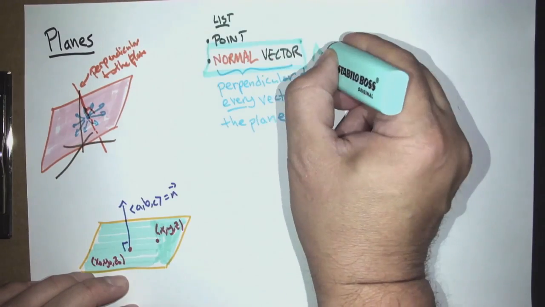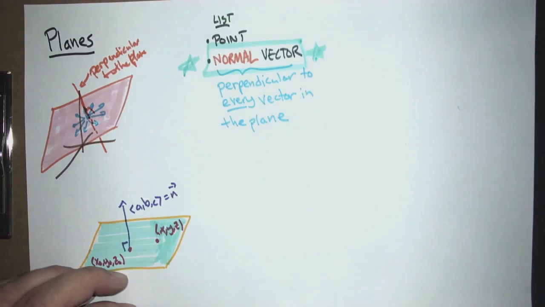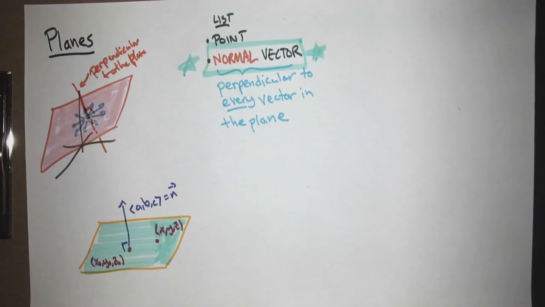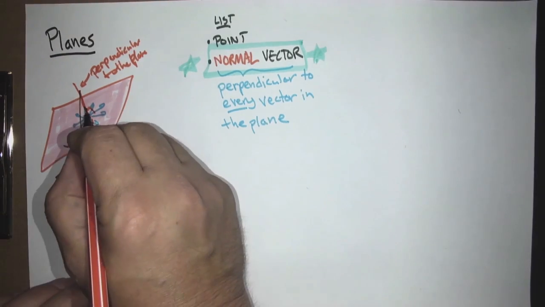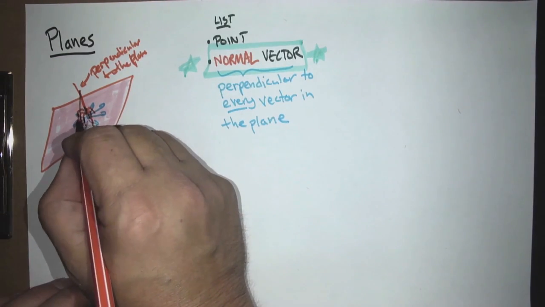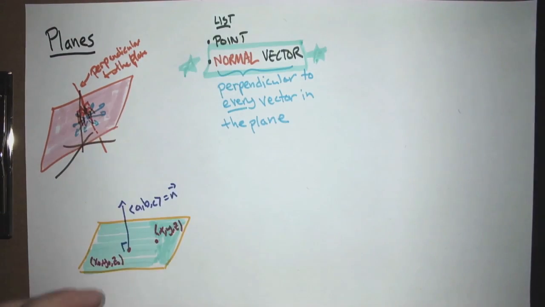And this vector, it's a very good vector. It deserves a star. Very, very useful vector. And again, when we say every vector, no matter which vector you pick, it's always perpendicular. So all these different directions we could go inside the plane, we're guaranteed to be perpendicular to it.